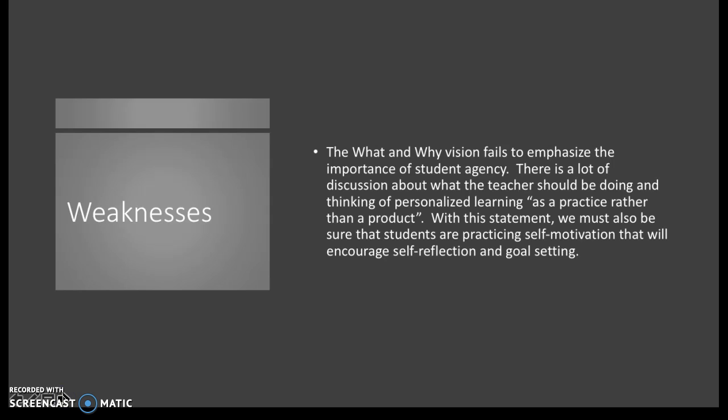Number 3, or 4, the What and Why vision fails to emphasize the importance of student agency. There's a lot of discussion about what the teacher should be doing and thinking of personalized learning as a practice rather than a product. With this statement, we must also be sure that students are practicing self-motivation that will encourage self-reflection and goal setting.